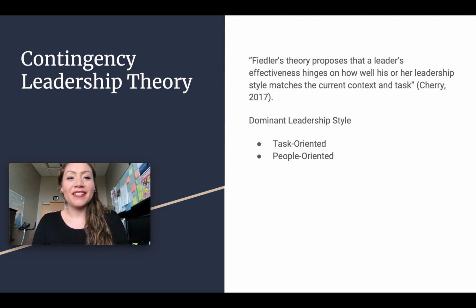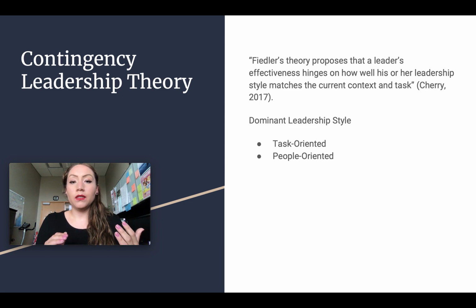So the first thing we need to talk about in our presentation is the contingency leadership theory. This theory was proposed by Fred Fiedler, created in 1951, and it proposes that a leader's effectiveness hinges on how well his or her leadership style matches the current context and task. So basically, he's saying we need to find a dominant leadership style, whether it be task-oriented or people-oriented.